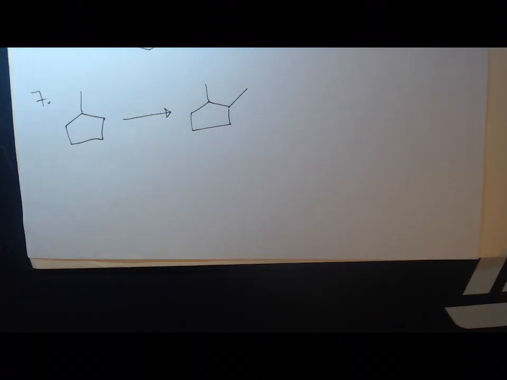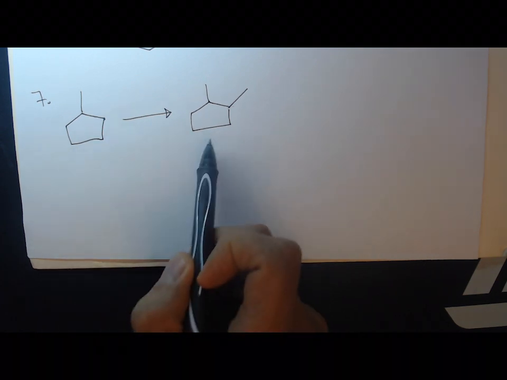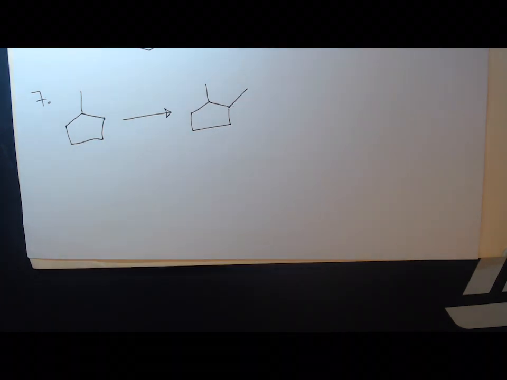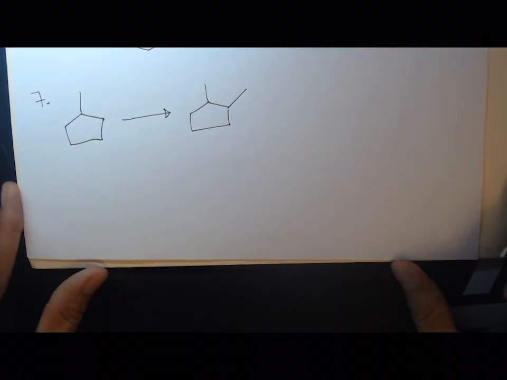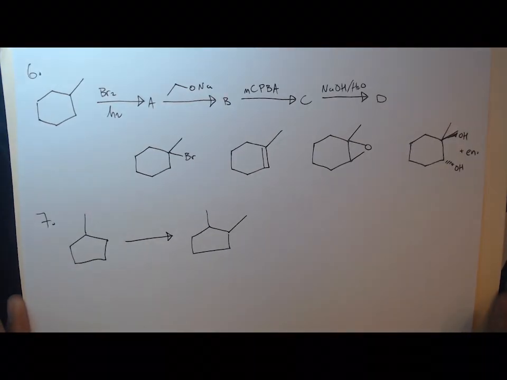For the next one here, number 7, I was asking you to synthesize the following compound, and I specified that I wanted you to utilize a Grignard reagent and an oxidation, so I was being very specific on what I was looking for here. So the first thing we need to do is functionalize. All we have is an alkane, and the best way to do that is the one we saw in the previous problem, the first step, the bromine reaction.